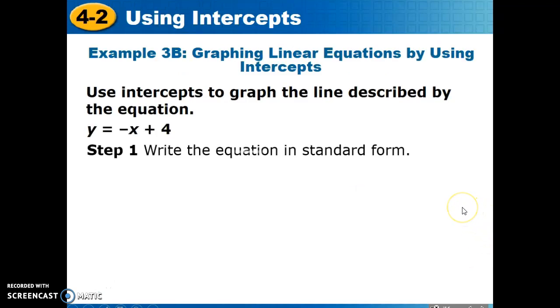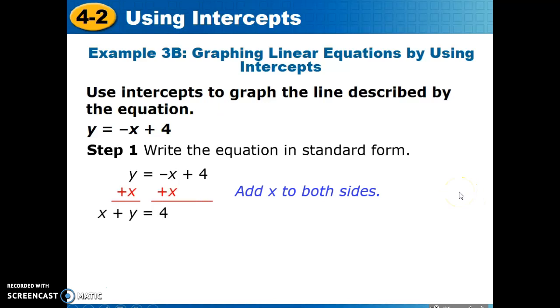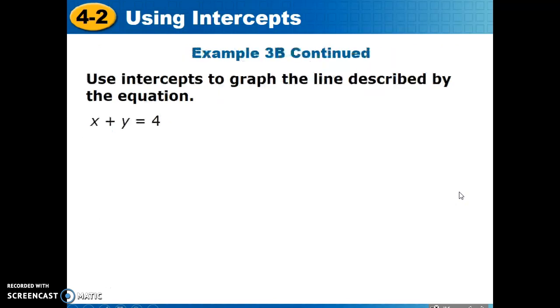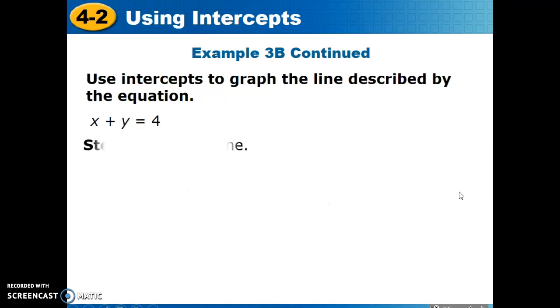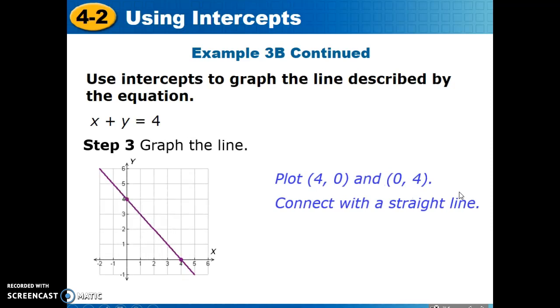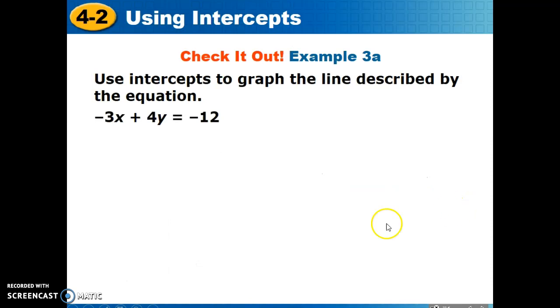Let's try this one. Write the equation in standard form. Remember, ax + by = c. Adding x to both sides, we get an equation in standard form, which makes life much simpler. Finding the intercepts, we allow x to equal 0 and y to equal 0. In the second instance, x is 4, and our y-intercept, y is 4. We plot those 2 points and connect. You guys try this one and check it out in a second.